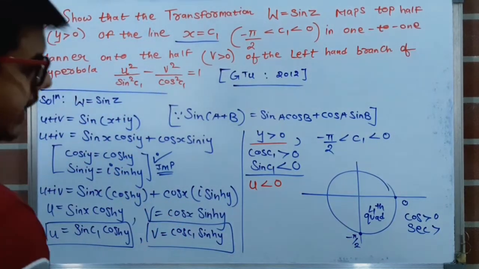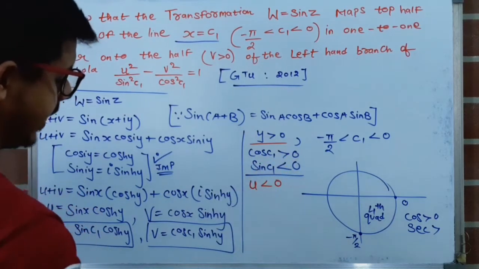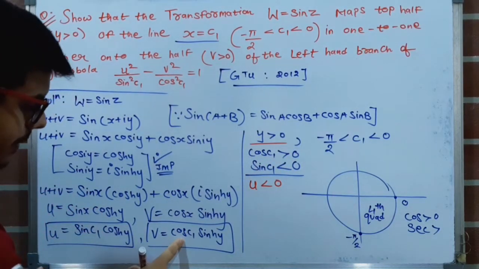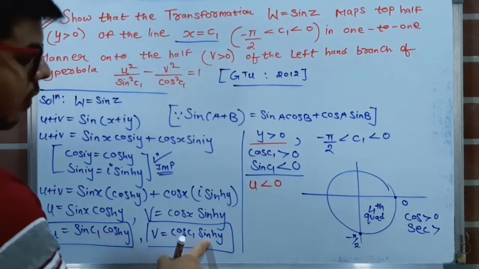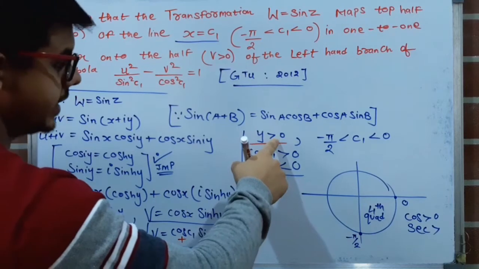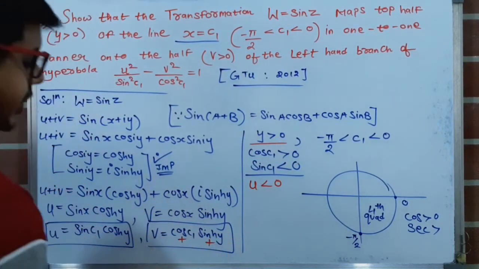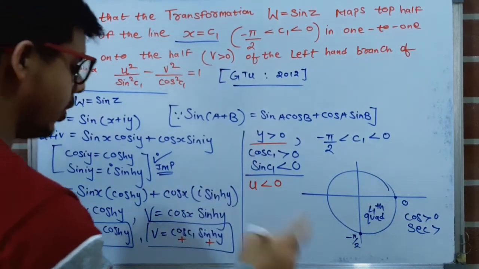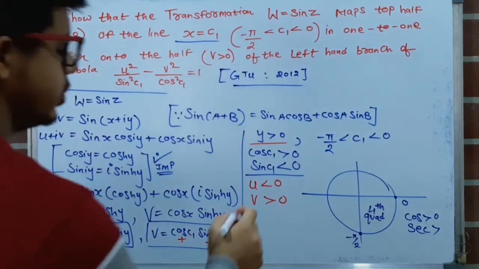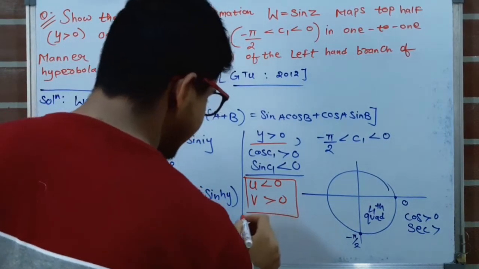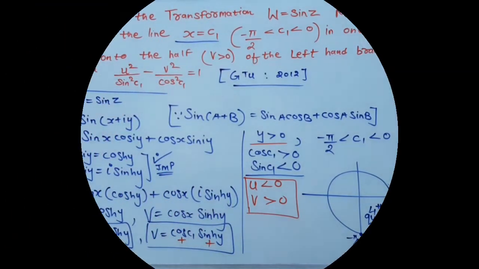Now for v, here cos of C1 is positive and sine of C1 is negative. So here cos of C1 will be positive and sine hyperbolic y is there, so y is positive, so sine hyperbolic y will be positive. Positive into positive will be positive only, so v will be greater than 0. Remember these two conditions, we will require them when we draw the graph.